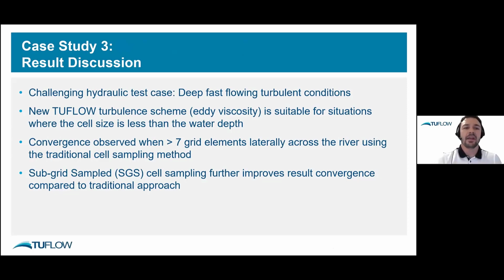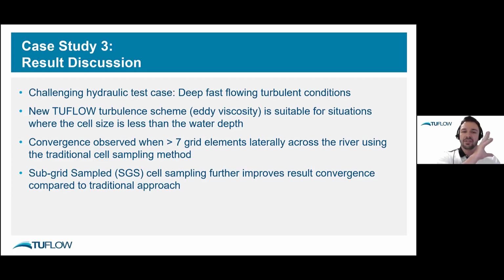So, a quick discussion. It needs to be noted that this last test case is a really challenging hydraulic modeling test case for the fact that it's got really deep flow and really turbulent conditions. If you caught Bill Simon's presentation 2 months ago, or maybe it was Greg's 1 month ago, he introduced the issue with using small cell sizes where the water depth exceeds the size of the cell, which has traditionally been due to the eddy viscosity or the subgrid turbulence scheme. We're actually now in a space where that is no longer an issue, which is really, really positive.